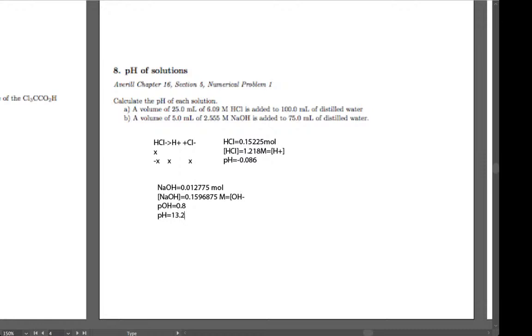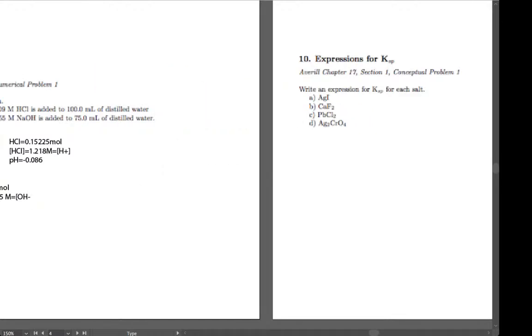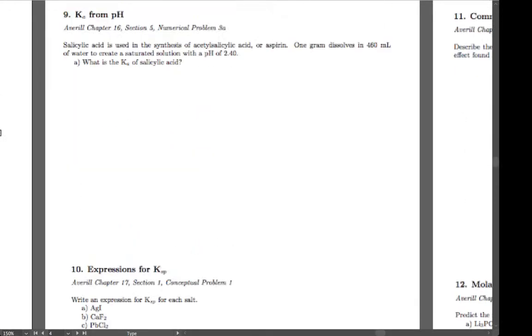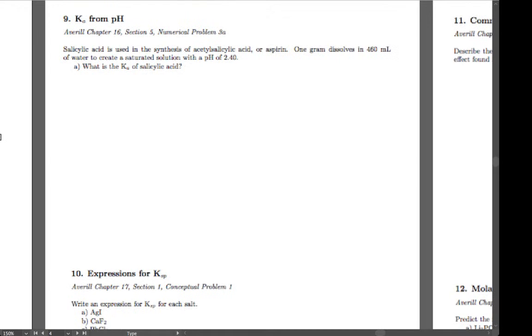So yeah, it's pretty simple. Okay, so let's go to the next one here, number 9. Salicylic acid is used in the synthesis of acetyl salicylic acid, or aspirin. 1 gram dissolves in 460 milliliters of water to create a saturated solution with a pH of 2.40. What is the Ka of salicylic acid?